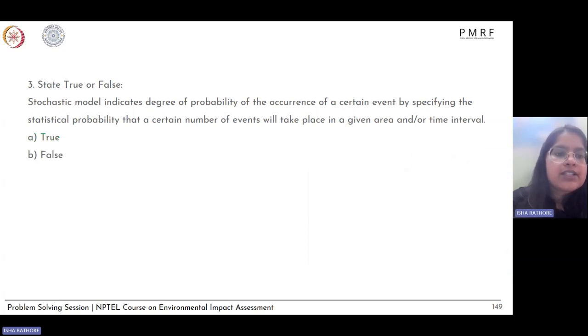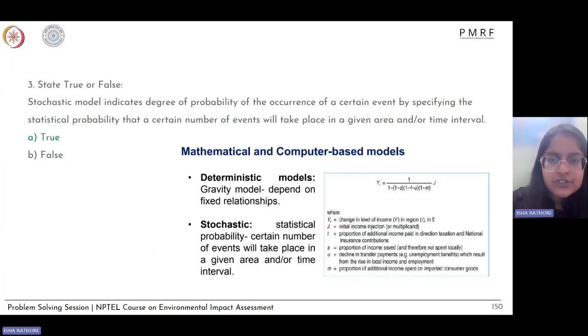Moving on, a stochastic model indicates the degree of probability of the occurrence of a certain event by specifying the statistical probability that a certain number of events will take place in a given area and a time interval. So is the statement true or false? So the given statement is true. That is the definition of stochastic models.